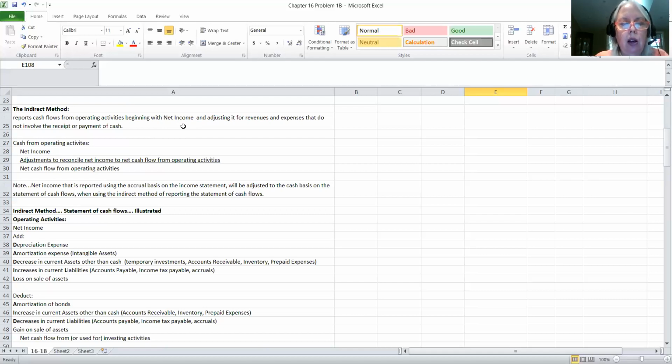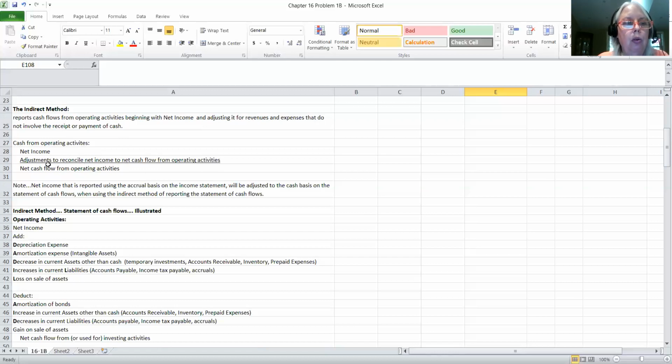Well, in this statement of cash flows, what we're going to do is adjust our revenues and our expenses that do not involve the receipt or payment of cash in the net income. In other words, we're going to adjust our accrual basis of net income to the cash basis of accounting. And so to do that, we're going to start with our net income, and we're going to add any adjustments to reconcile the net income to the cash flows from operating activities.